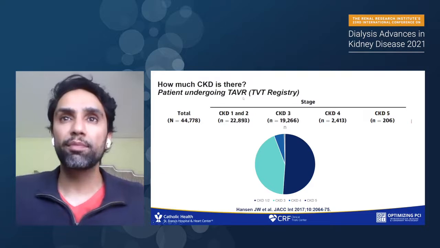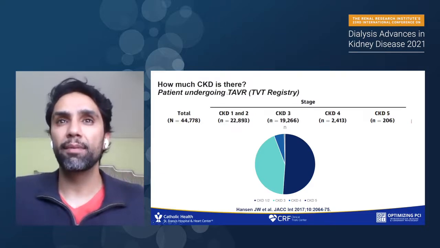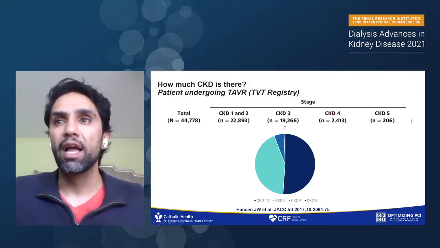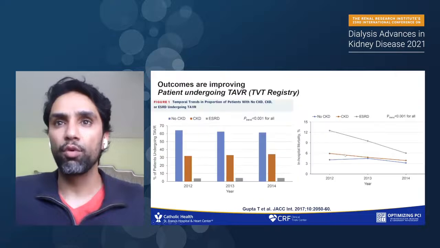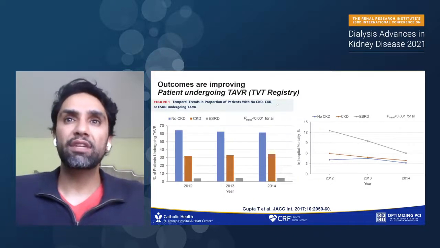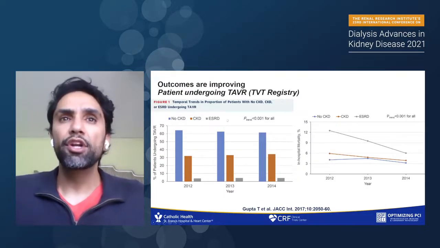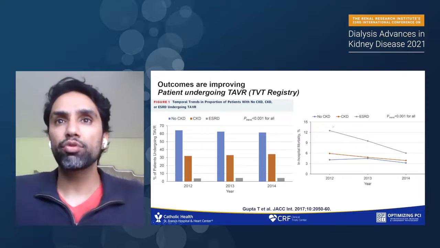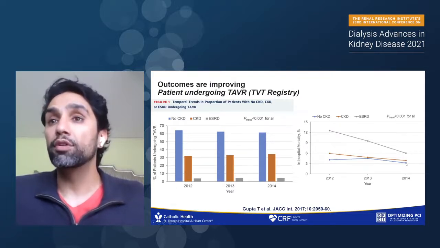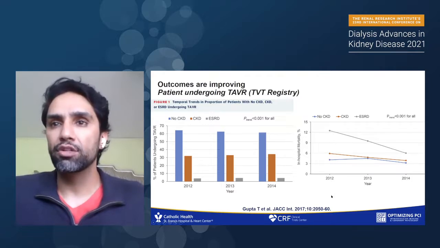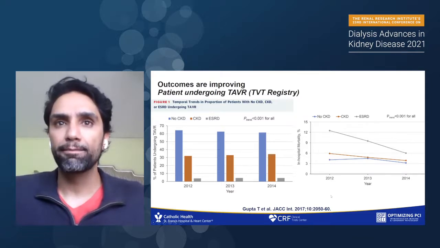How much CKD is there in patients undergoing transcatheter aortic valve replacement? Well, it's pretty small at the CKD5 level. So again, we're going to have a paucity of data, but a reasonable number in CKD4. And if we look at the TVT registry of patients undergoing TAVR, the good news is there appears to be a temporal trend that's improving. So those patients with end-stage renal disease start to look like they're having lower in-hospital mortality, and those patients with CKD start to approach the mortality of patients who have no CKD.